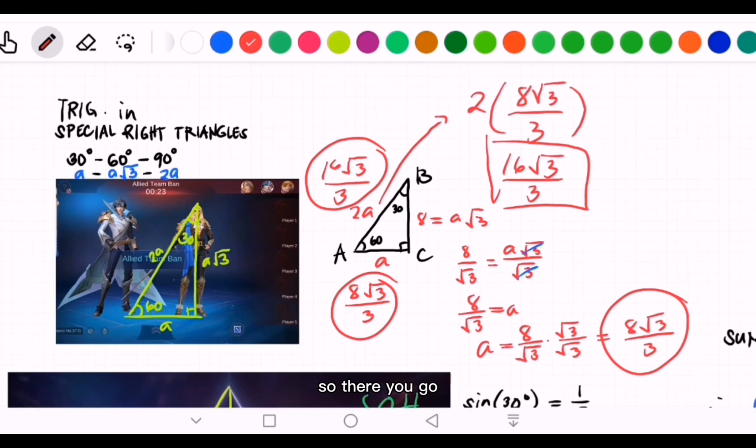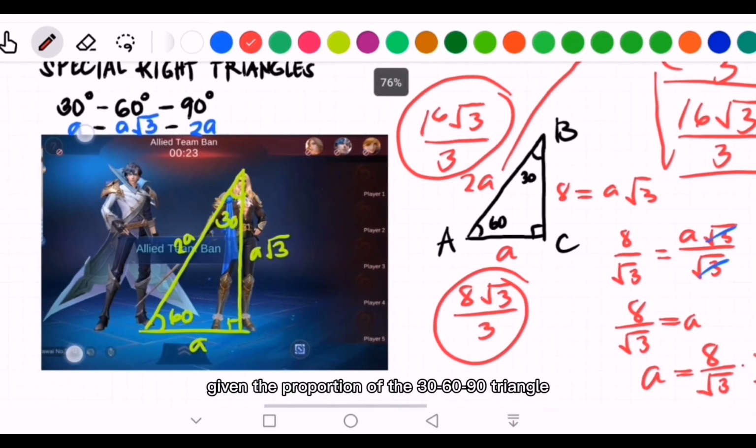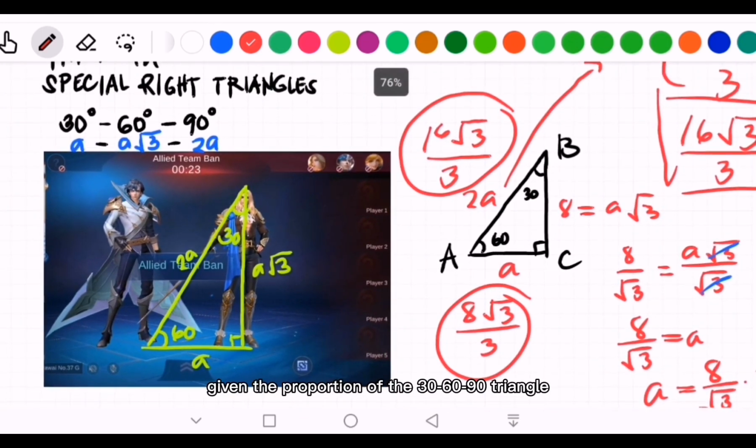So there you go, ladies and gentlemen. Given the proportion of the 30-60-90 triangle, we'll be able to identify the missing measure of the sides of these special right triangles if we are given at least the length of one side of it.